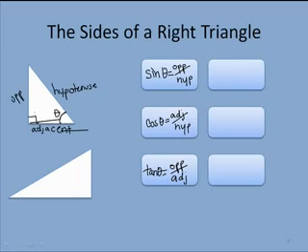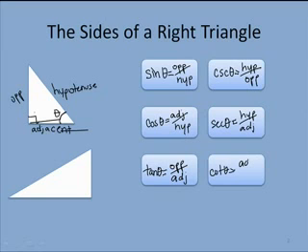And then we have their reciprocals, cosecant, which is the reciprocal of sine, so it's hypotenuse over opposite. Secant, which is hypotenuse over adjacent. And cotangent, which is adjacent over opposite. Okay, and remember, these are reciprocals of each other.